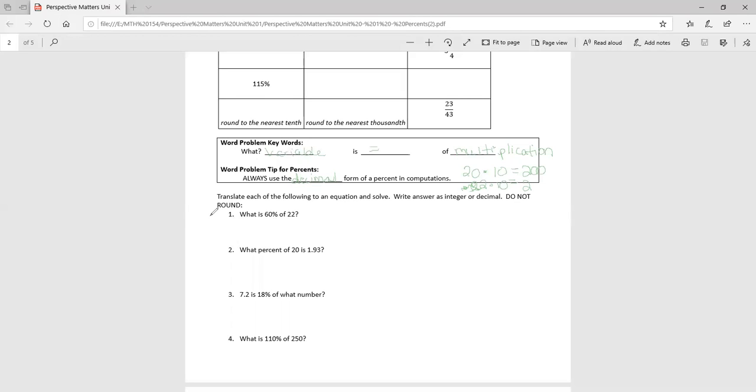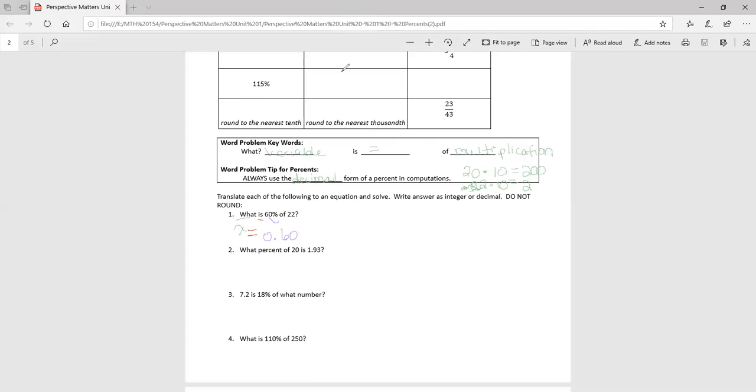Okay, so down here, what is 60% of 22? So again, what translates to my x, my is translates to my equal sign, what is, and then I want to convert my 60% into a decimal. So that would be 0.60.